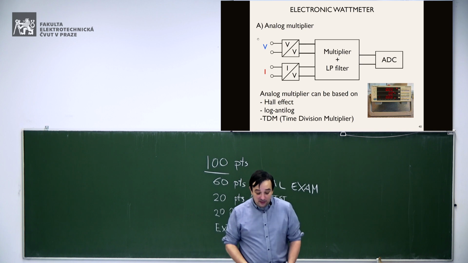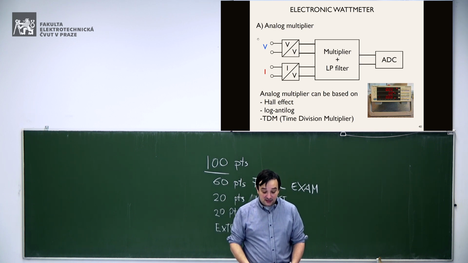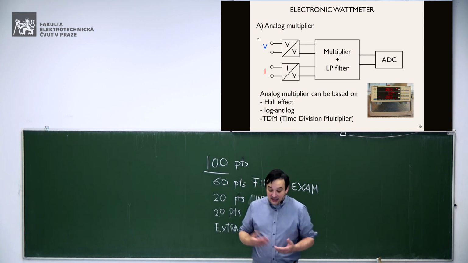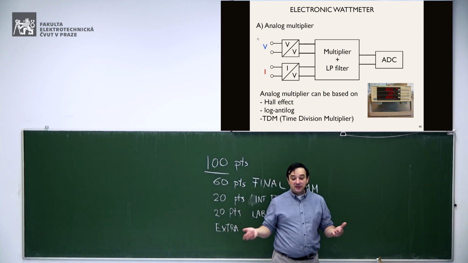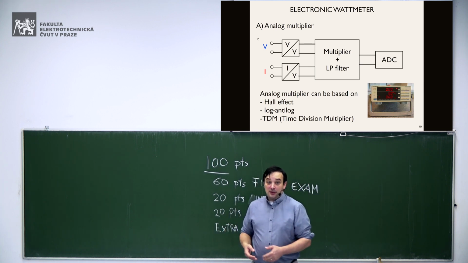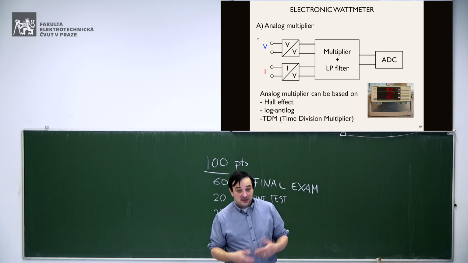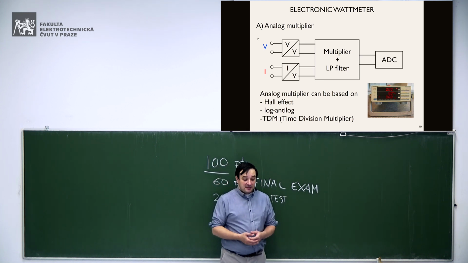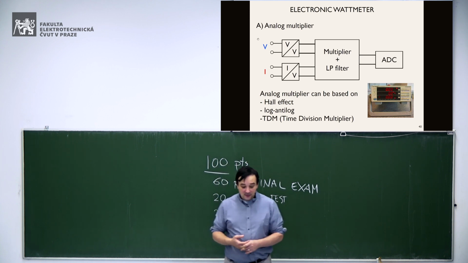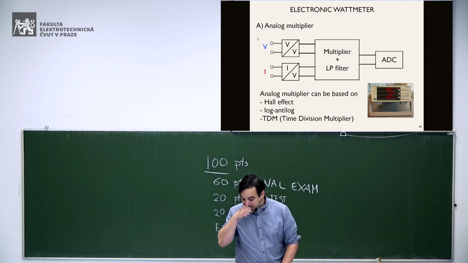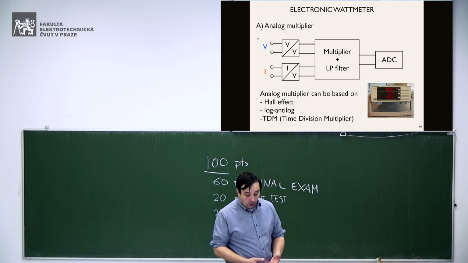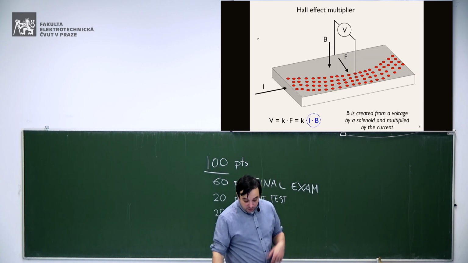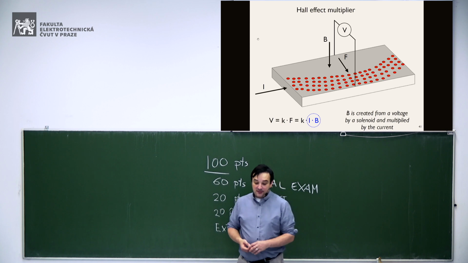Now, today we will study the analog multiplier in more detail. Again, you have to multiply current and voltage, and you can do it also without sampling these two signals, but multiplying them in the analog world. There are different techniques. The first one is based on the Hall effect. I'm not sure if you ever heard about the Hall effect.